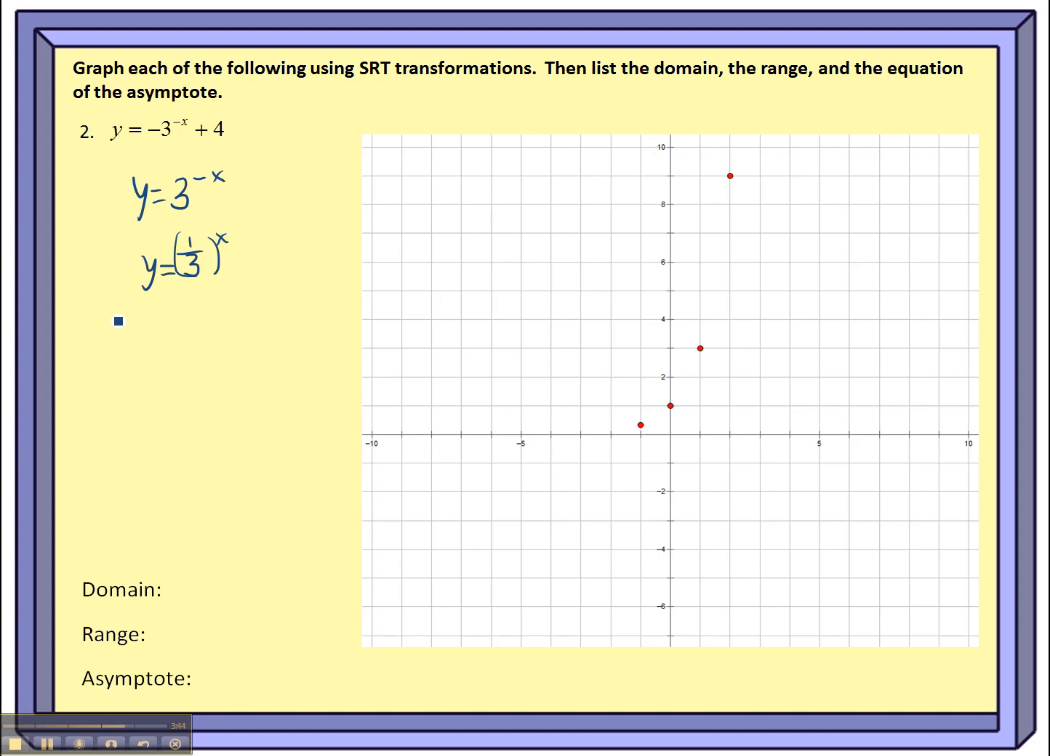So here's our parent function again. The actual parent function being y equals 3 to the x. And then we can just consider this as being a reflection across the y-axis. So in SRT transformations, I am not scaling it. This negative out front reflects it across the x-axis. This negative in front of the x reflects it across the y-axis, so we're reflecting it across both. And we're only translating it up 4. So I'm going to pause here right now, to be continued in the next video.